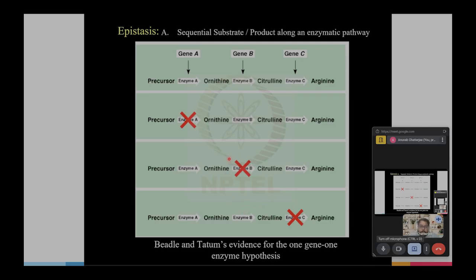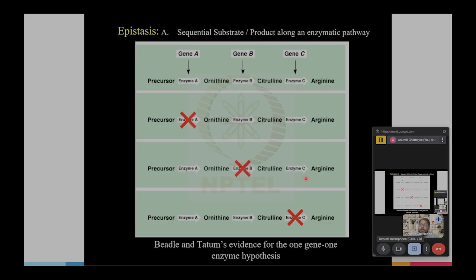You knock out B, you find only ornithine. You knock out C, you only find citrulline. You knock out both B and C, you are left with ornithine again, no citrulline. So the single mutant of B is similar to the double mutant of B and C. So B is epistatic over C, B lies upstream of C, and you know A lies upstream of B, so the entire pathway is figured out. It goes A first, B second, C third.